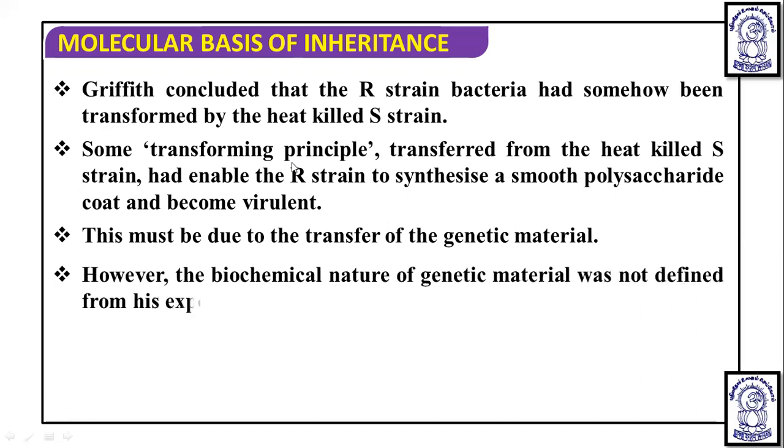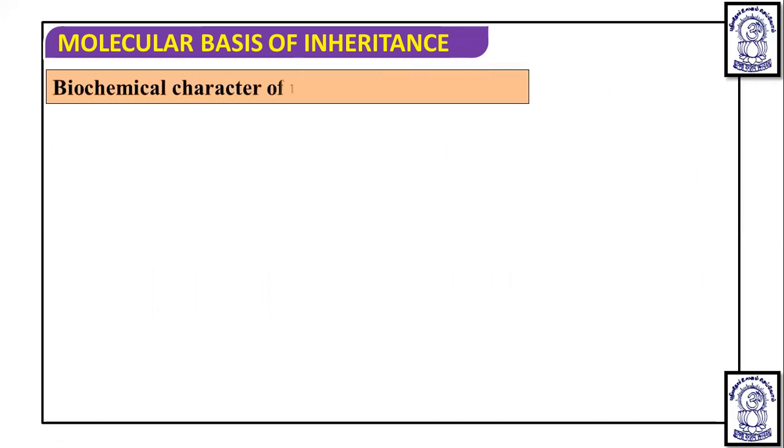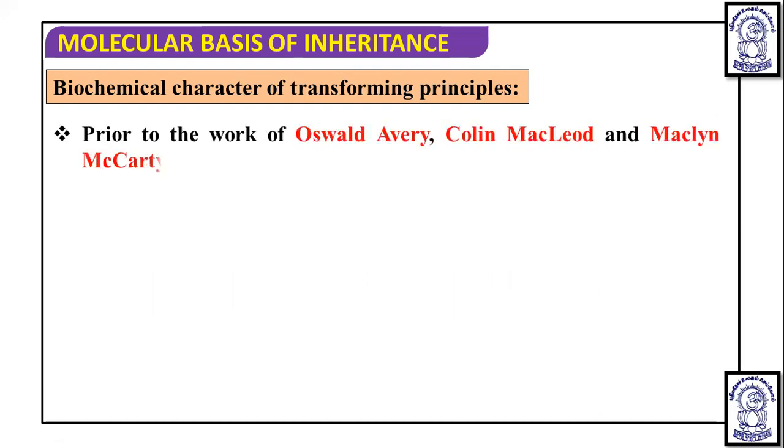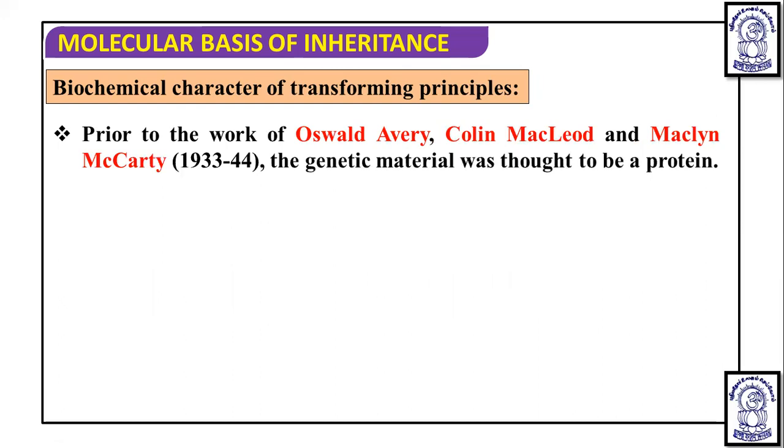However, the biochemical nature of the genetic material was not defined from Griffith's experiments, that is, which chemical moved from the heat-killed S3 to R2 was not concluded by this experiment. But later on, biochemical characterization of this transforming principle was done. Prior to the work of Oswald Avery, Colin MacLeod, and Maclyn McCarty, the genetic material was thought to be a protein. Initially, it was thought that the genetic material was going to be a protein.